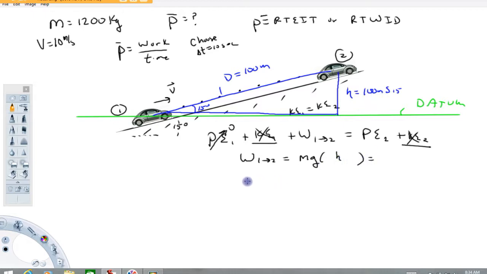So putting in numerical values here, we got 1,200 kilograms times 9.8 meters per second squared, or newtons per kilogram, whichever unit you prefer, times our height here, 100 meters, times the sine of 15 degrees. That's my shorthand there. And I'm going to go ahead and calculate a value here. Okay, and what I get out of this, I get approximately 30,440 joules.